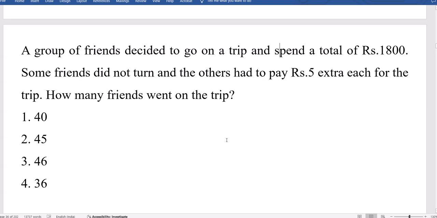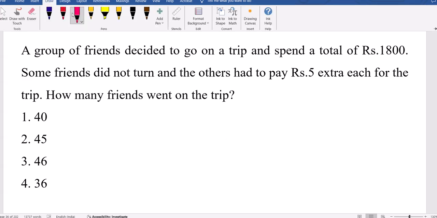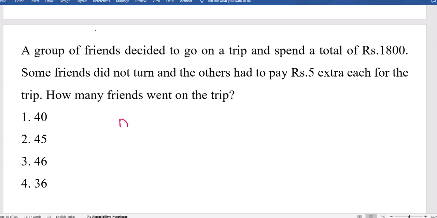What is the answer? Sir, I want to go with equation. See, this is what a lot of people will try. Listen. N friends are going for the trip. Trip cost is 1800. Now some friends did not turn up, and they have to mention how many friends did not turn up. The others have to pay rupees 5 extra. Right. Now listen.